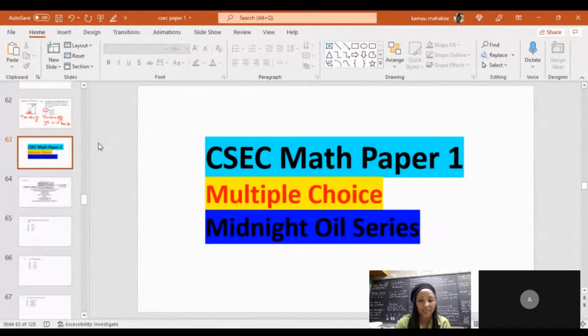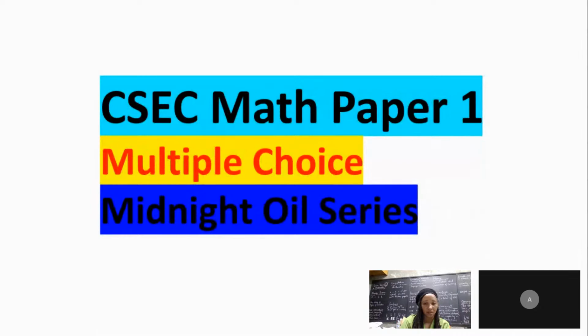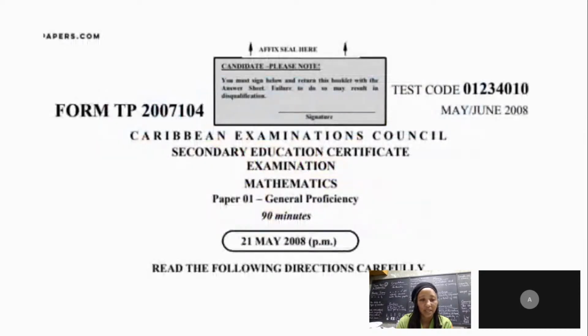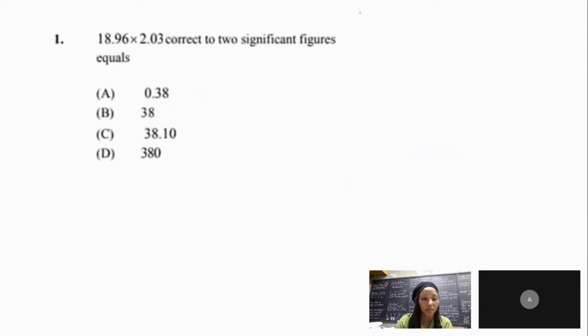All right, so that's CSEC Math multiple choice. All right, so this is our Midnight Oil series, and the paper is May 2008, paper 1, CSEC. All right, so let's see now.